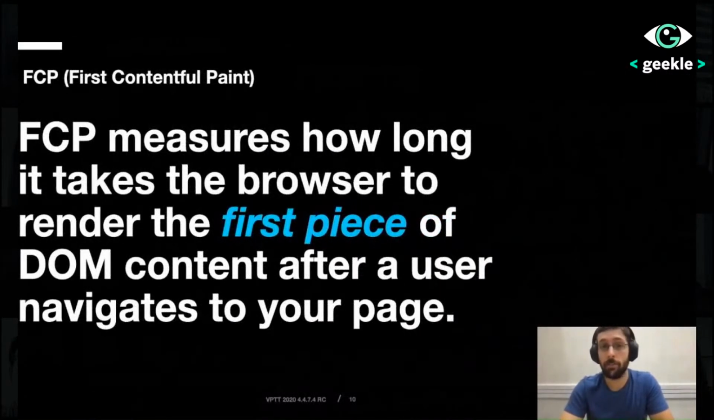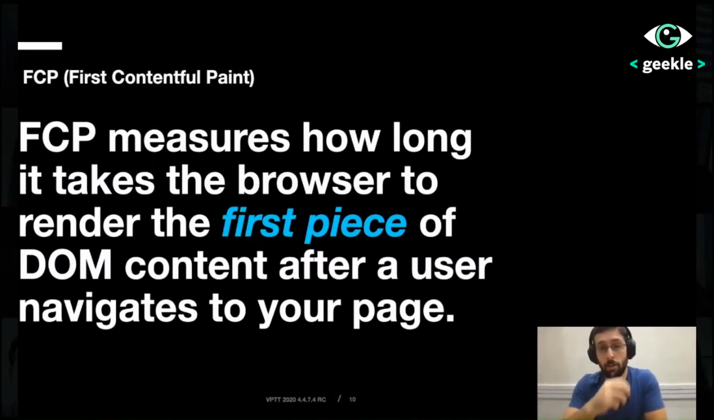The first one is first contentful paint. This metric measures how long it takes the browser to render the first piece of DOM content after the user navigates to your page. And what is the first piece of DOM? Well, it can be text, images, non-blank canvas elements, and SVG. Anything inside an iframe isn't included.